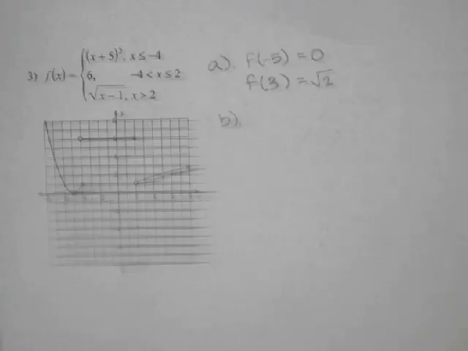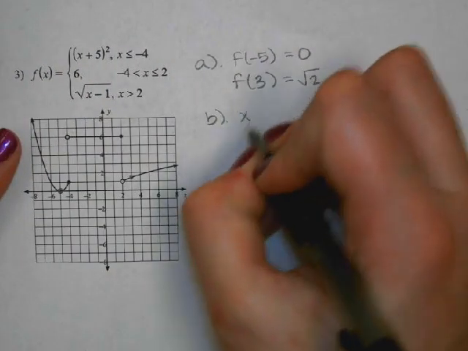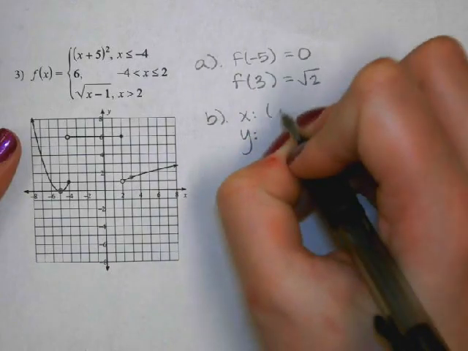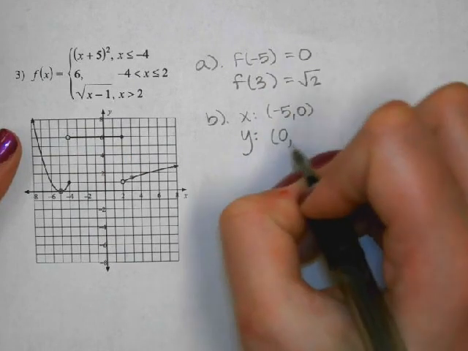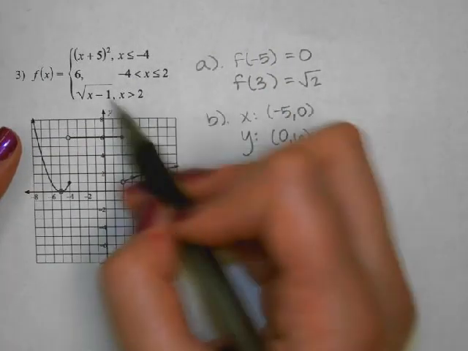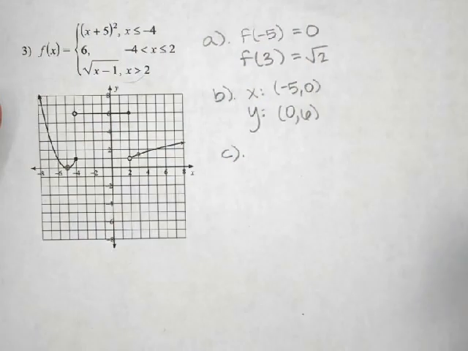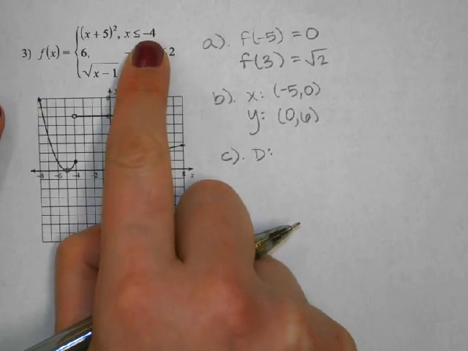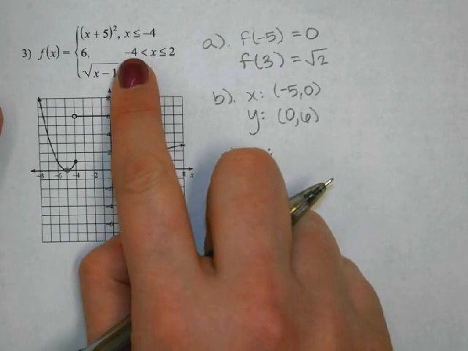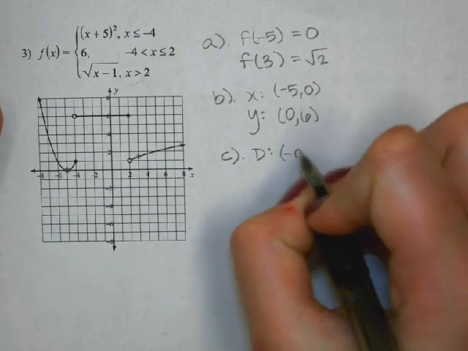All right, for part B, we have x and y intercepts. We already found the x-intercept. That was -5, 0. The y-intercept is at 6. Or if you wanted to plug 0 into the function, you could. I think domain and range is next. All right. So domain, we have everything less than -4, including -4. Then everything from -4 to 2, and then everything bigger than 2, and so that means our domain is all real numbers.